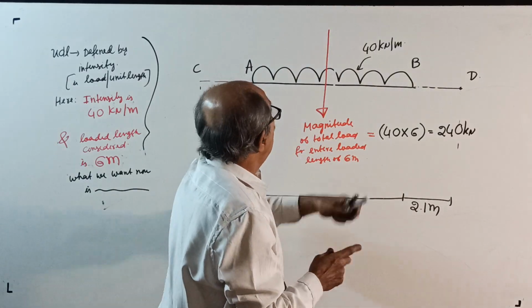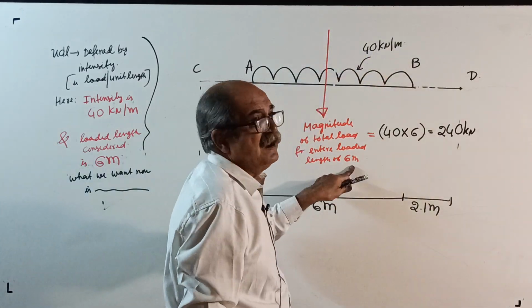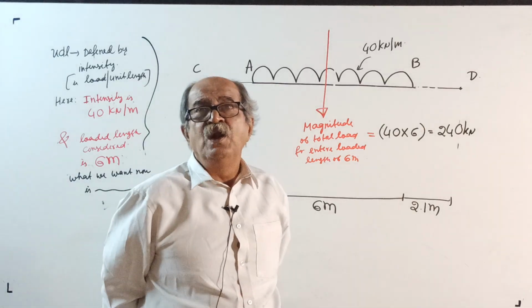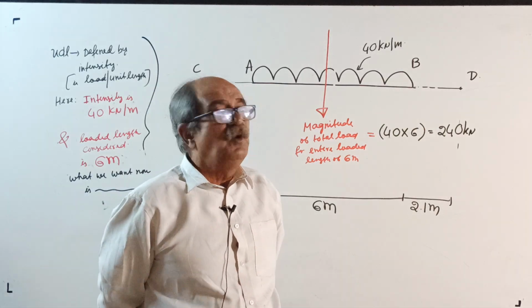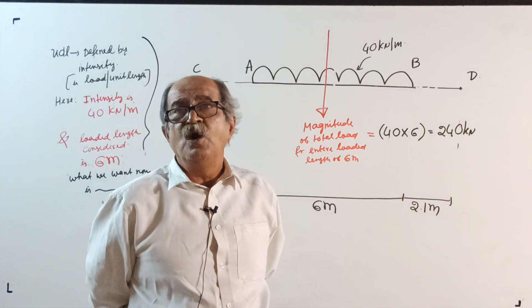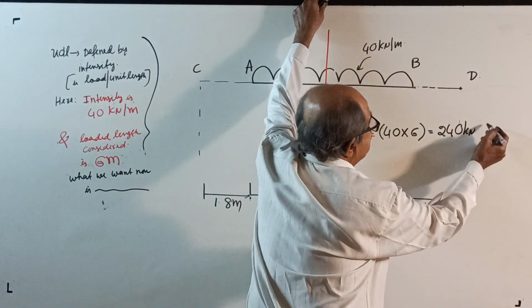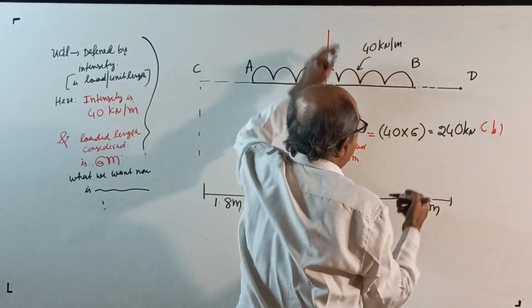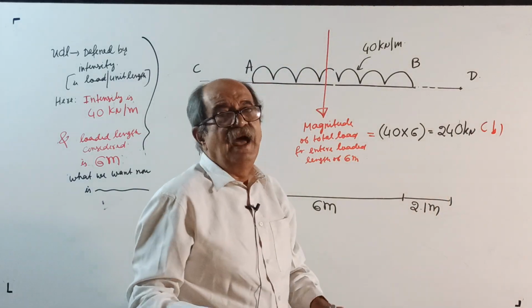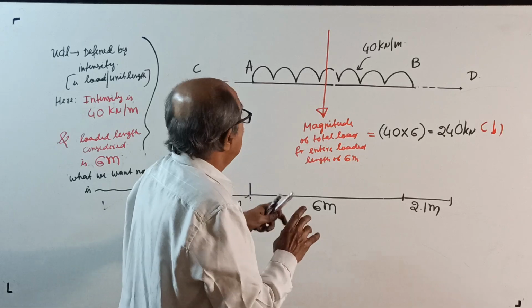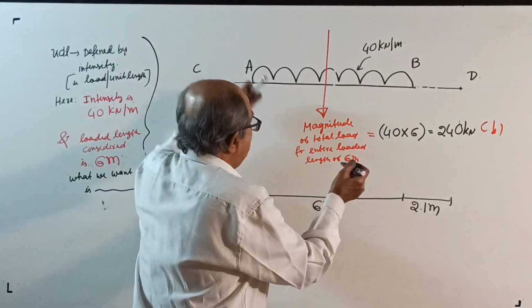See, kilonewton per meter into meter. I told 200 rupees per meter. You want to buy 4 meters. Total cost is 800 rupees. Okay, 240 kilonewton. Direction is down. Okay, magnitude over, direction over. Okay, now line of action. Right here.